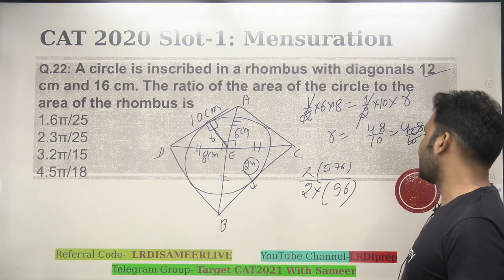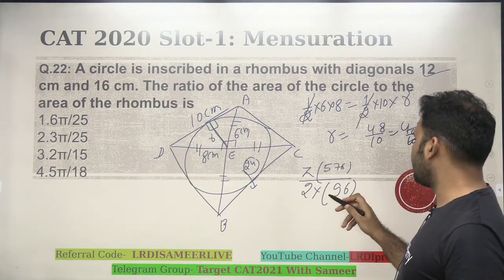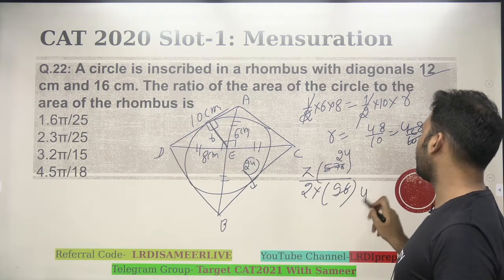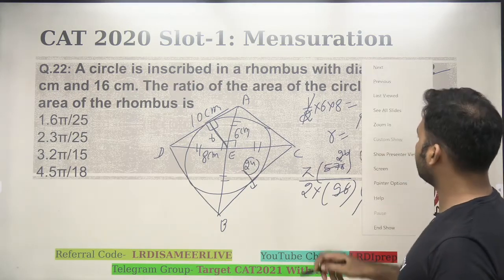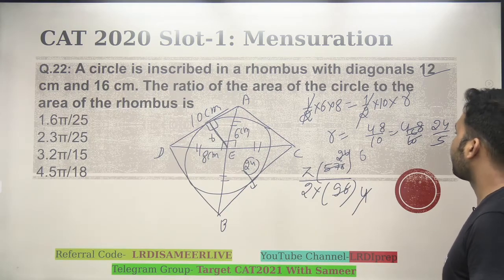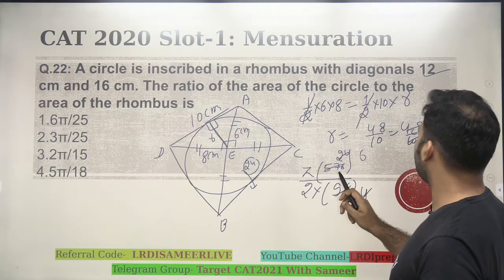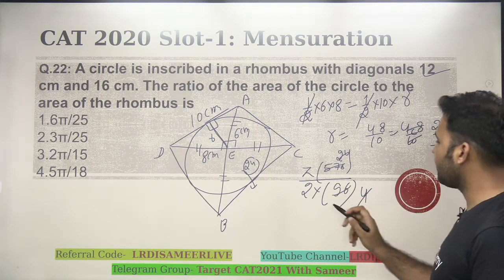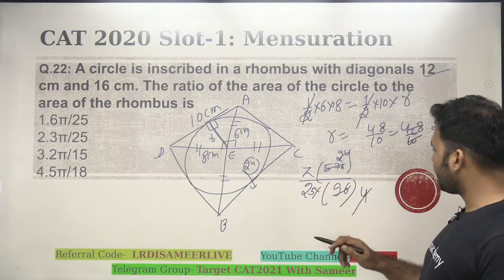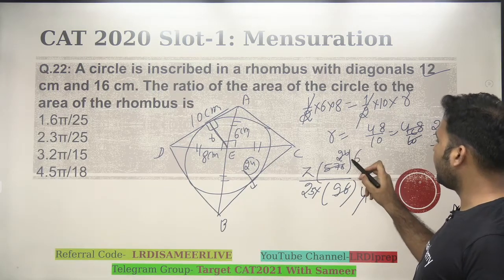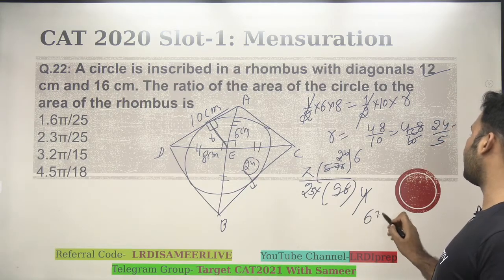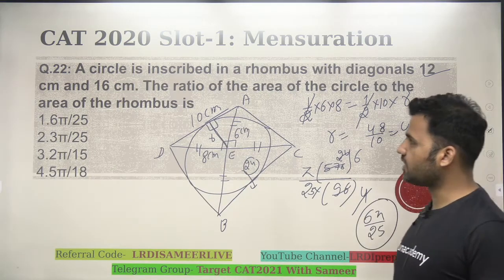So just find out the ratio now. Pi r square, radius is 24 by 5. 24 by 5 square is 576 by 25. This value is 25. 24 into 24 is 576, 24 into 4, this will cancel on 6. And then 6 pi upon 25. Yes, 6 pi upon 25 will be the ratio of the area of the circle to the rhombus.